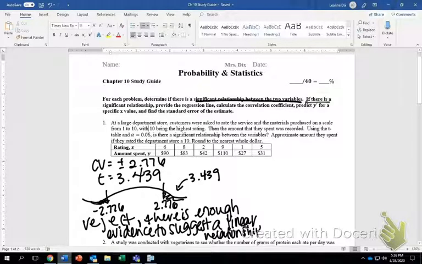If there is a significant relationship, please provide the regression line, the correlation coefficient, predict y for a specific x value, which is inside of your problem each time, and the standard error of the estimate.